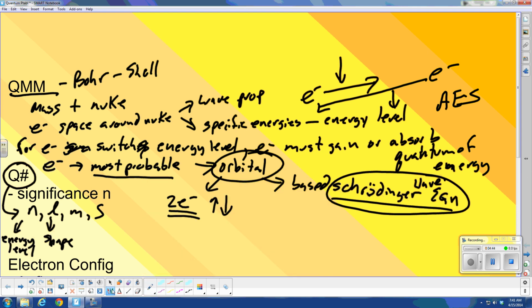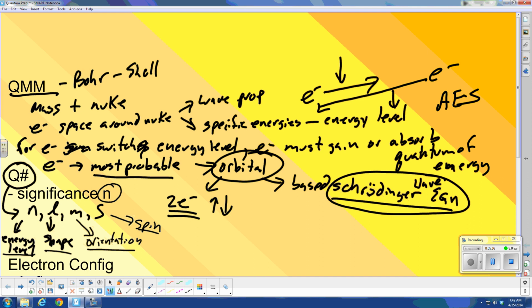Good. The shape of our orbital. M indicates the orientation, and S tells us about the spin of the electron. Energy level, shape, and orientation of the orbital, and spin of the electron. That's what our quantum numbers indicate to us. Good. Now, N can tell us some other things.